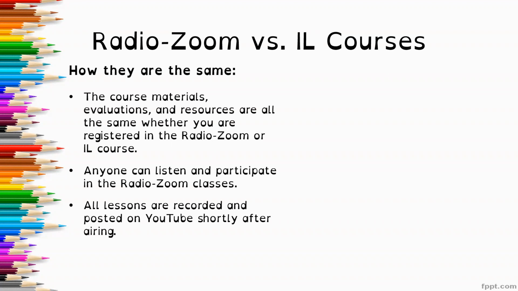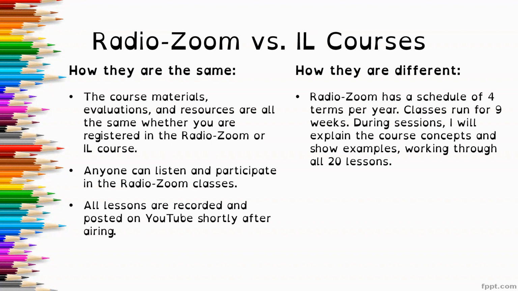So everyone can access them, whether or not they're in the radio Zoom class or in the IL course. How is it different? The radio Zoom has a schedule of 4 times per year and the classes run for 9 weeks. During this section, I will be explaining the course concepts and showing examples, working through all of the 20 or 23 lessons or so.